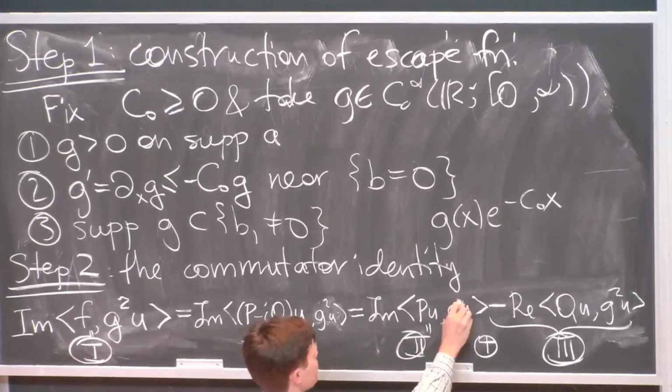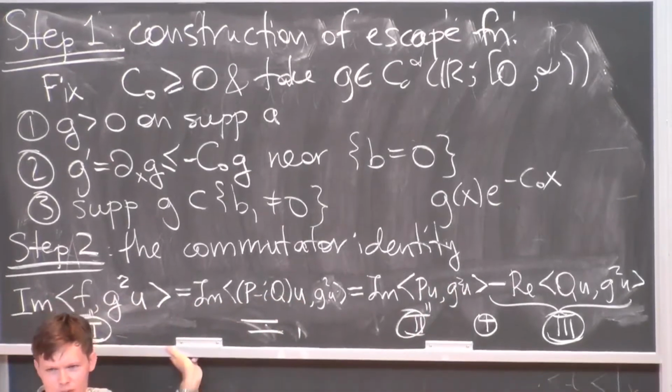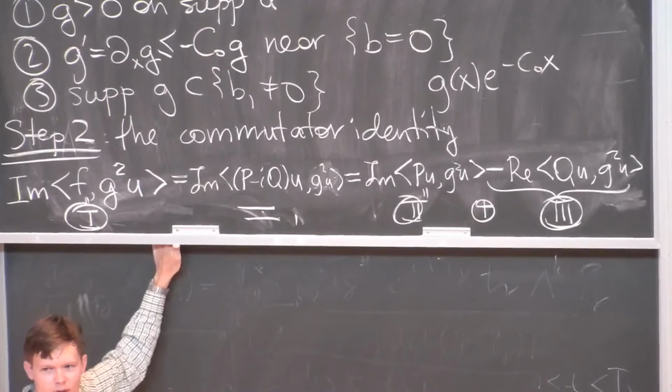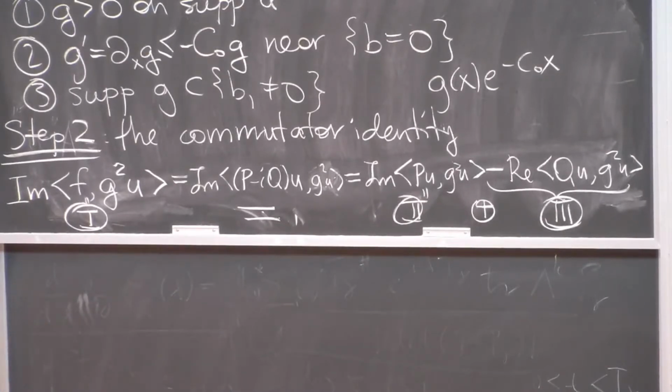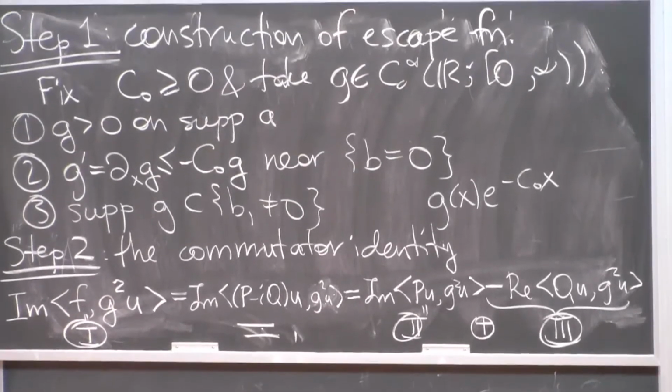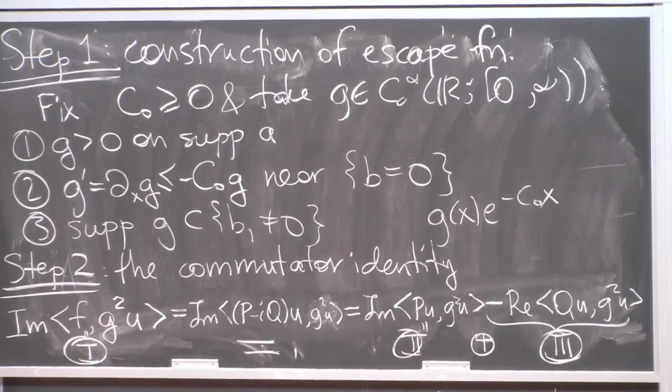It's not clear why g² is useful, but we'll see in a moment. It's good to know because (g²u, u) is something that's like a norm squared of something. So that's step 2. And the term 3 on the right-hand side is something that we'll have to get rid of. And the term 2 is the part that's going to help us. That's really where this positive commutator business comes up. So the key identity is to write out this imaginary part using the commutator.